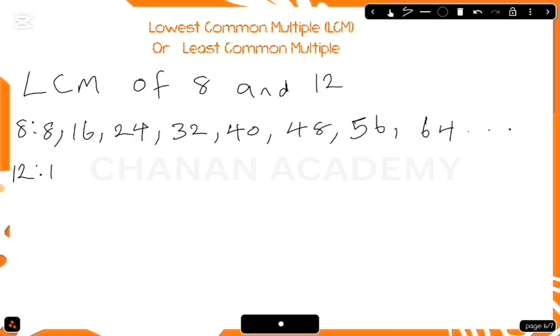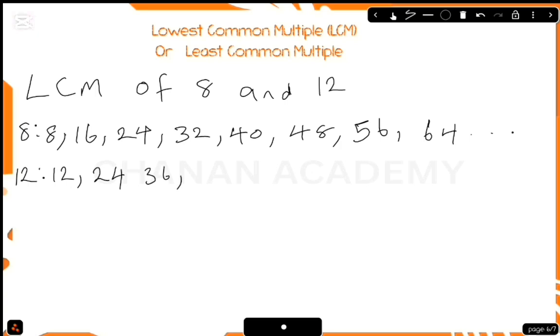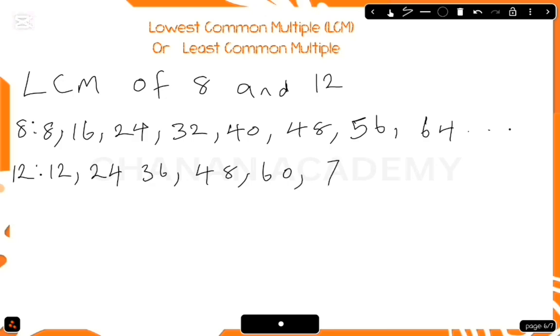So the multiples of 12, we have 12, 24, 36, 48, 60, 72, and so on. All right, so look closely. What are the common multiples between 8 and 12? Okay, we have 24. Is there any other common multiple? We have 48.